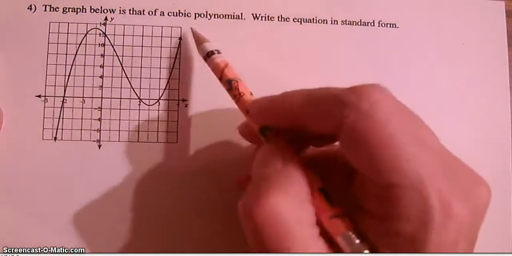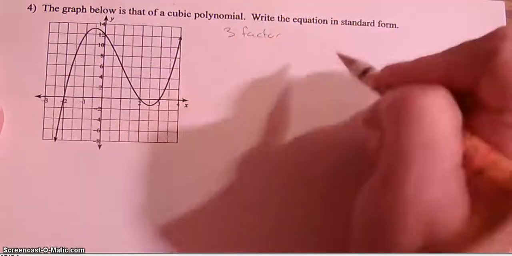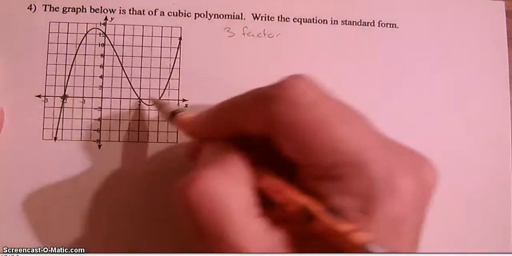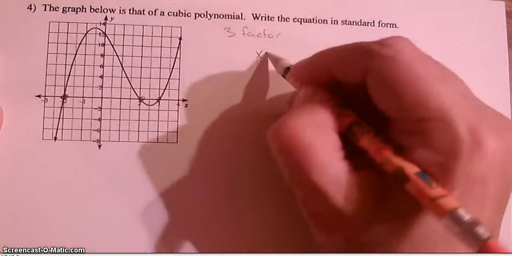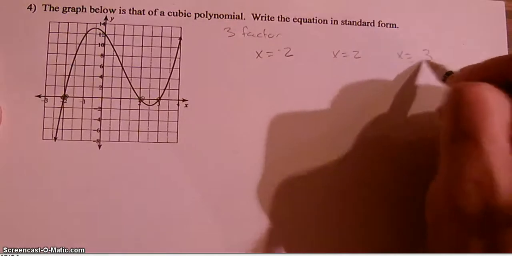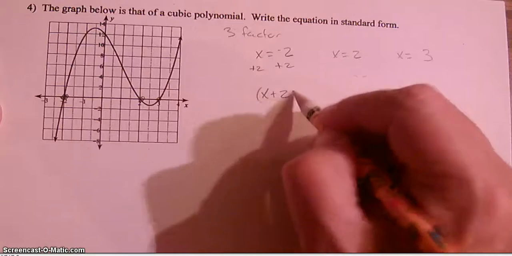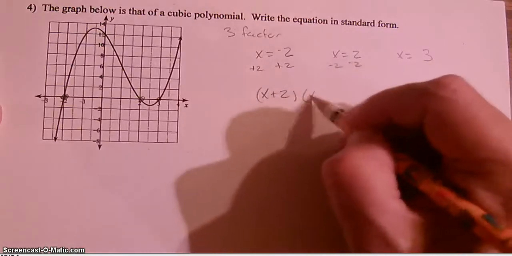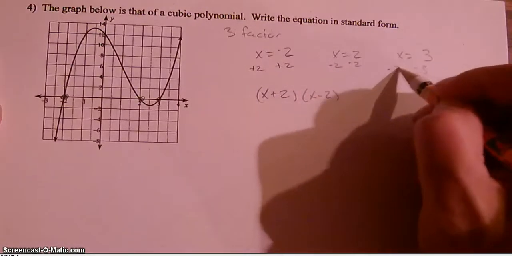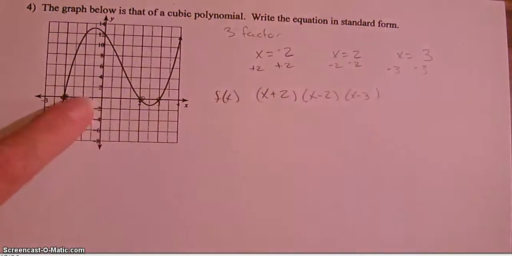Alright, another example we're going to do today. Here's a graph, and I want you to write the equation from the graph. It tells me it's a cubic, so I need 3 factors, 3 x's. So I see I have 1 here at negative 2, 2, and 3. So I have x equals negative 2, x equals 2, and x equals 3. Again, if we just work backwards, I have x plus 2, x minus 2, and x minus 3. So this is my factored form of the polynomial graph here.